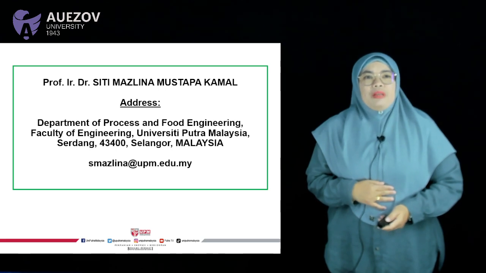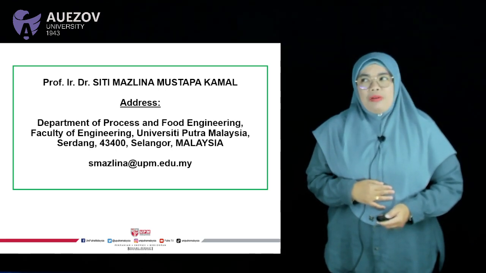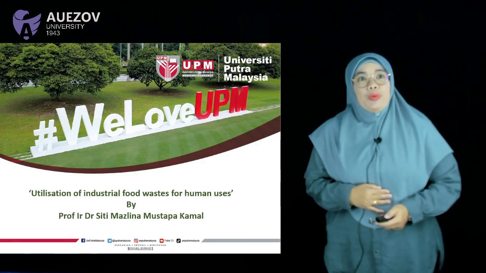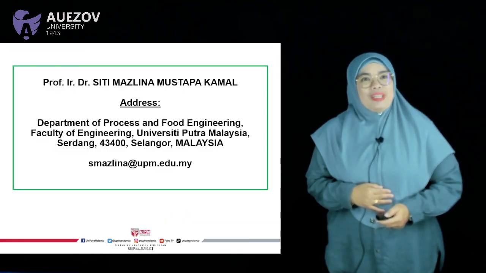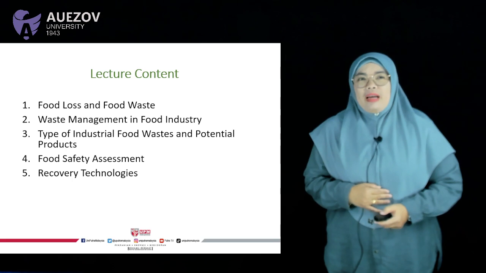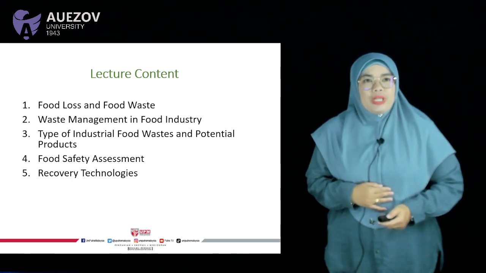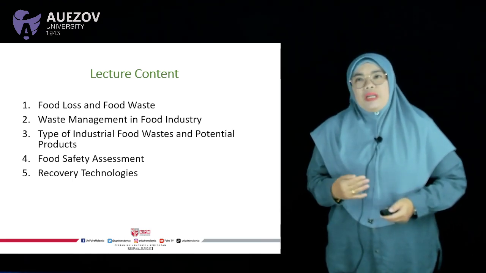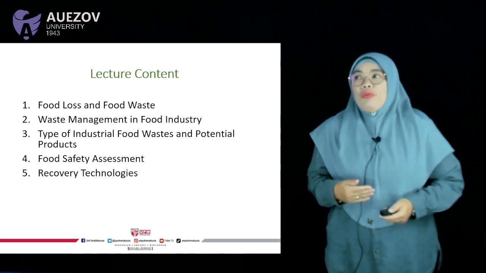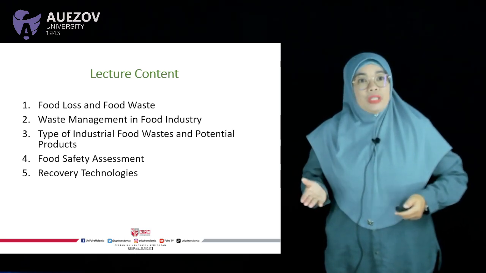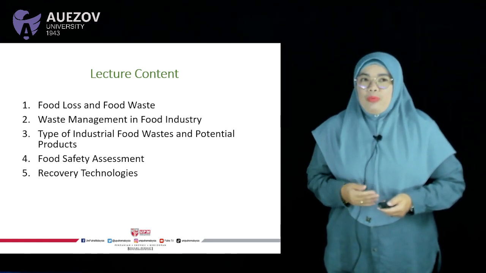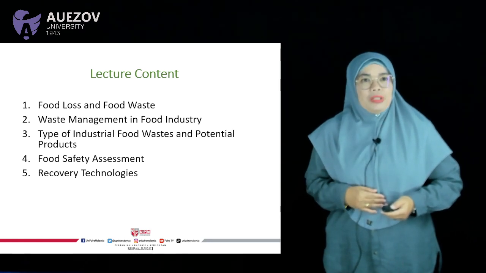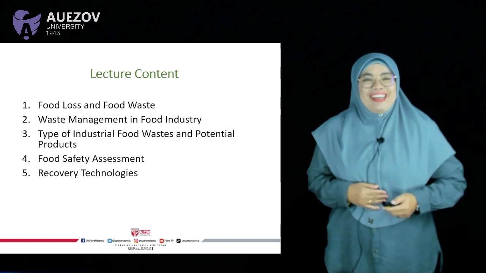And today I will give a lecture on the title of Utilization of Industrial Food Waste for Human Uses. Let's begin the lecture today. I have 5 contents for my lecture today, which I will start with the introduction on food loss and food waste. Next, I will discuss waste management in the food industry, followed by types of industrial food waste and potential products. And also, we'll briefly discuss food safety assessment, and finally we'll discuss recovery technology. So let's begin the lecture today.